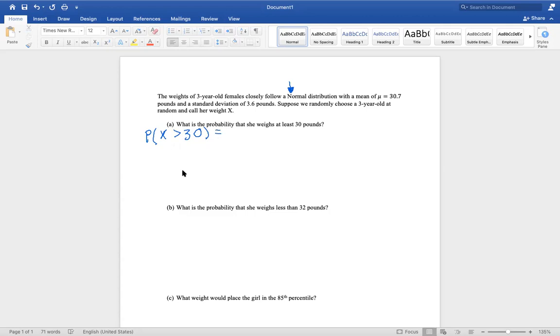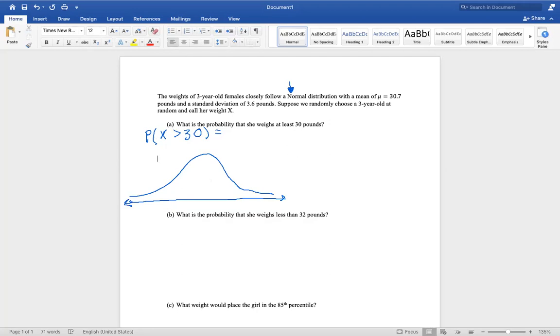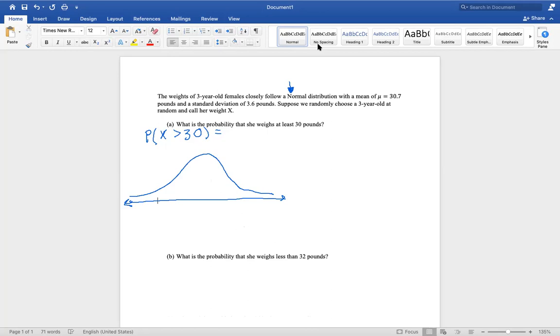One more thing that you always want to do with normal distribution problems is sketch the curve and the area that you're trying to find. So here's our density curve. We know it's normal because it said so. Draw a little axis down here. So what I would do now is list the mean like this. And the mean it gave us is 30.7.